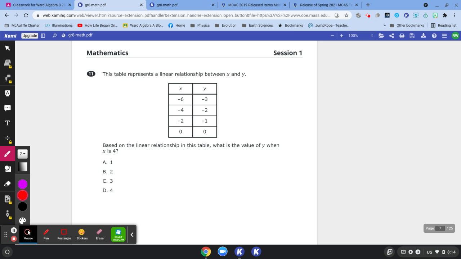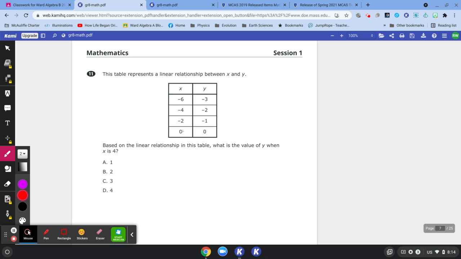Number 11, we have a linear relationship between x and y. So that tells me that for every one increase in x, y will go up by a regular rate. It'll have a slope that stays the same. So the rate of change of y versus the rate of change of x will stay the same. So that means we can figure out how things are going to change here.